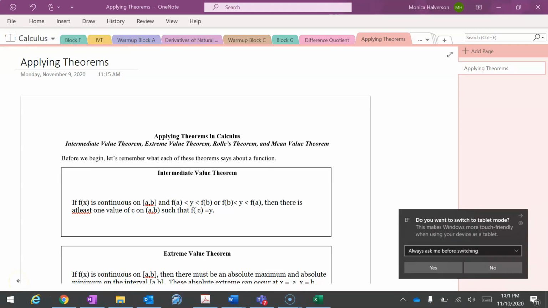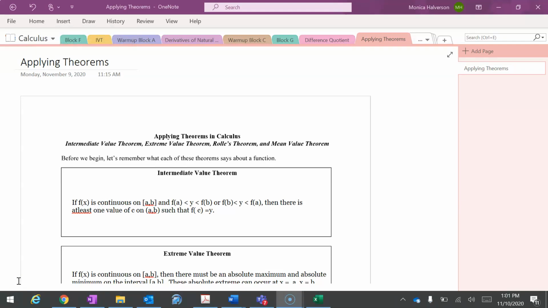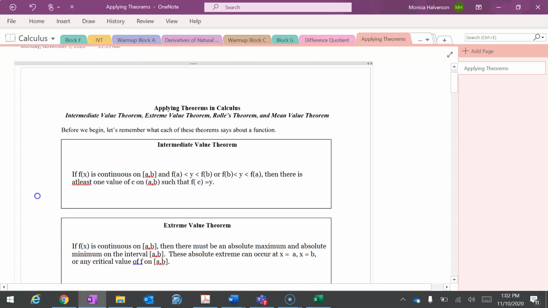So today we are going to talk about how to recognize what theorems need to be applied in word problems. Before we begin, I want to make sure we review all 4 theorems that we have talked about this semester. Now, the first theorem, it has been a while since we've talked about it, but it's the intermediate value theorem.